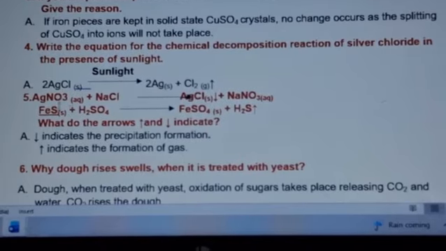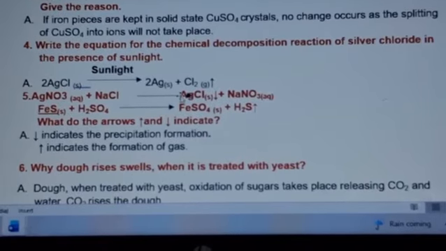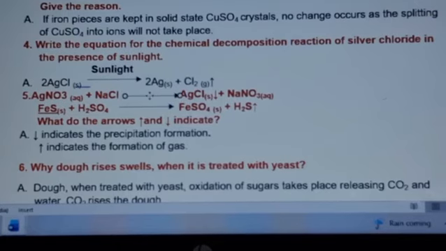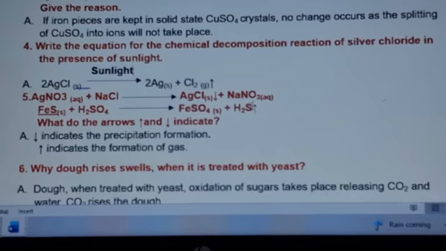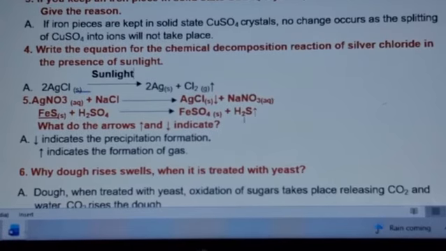Fifth question. Silver nitrate AgNO3 plus NaCl, sodium chloride, gives silver chloride AgCl and NaNO3, sodium nitrate. Aqueous. AQ means aqueous, that is liquid form.